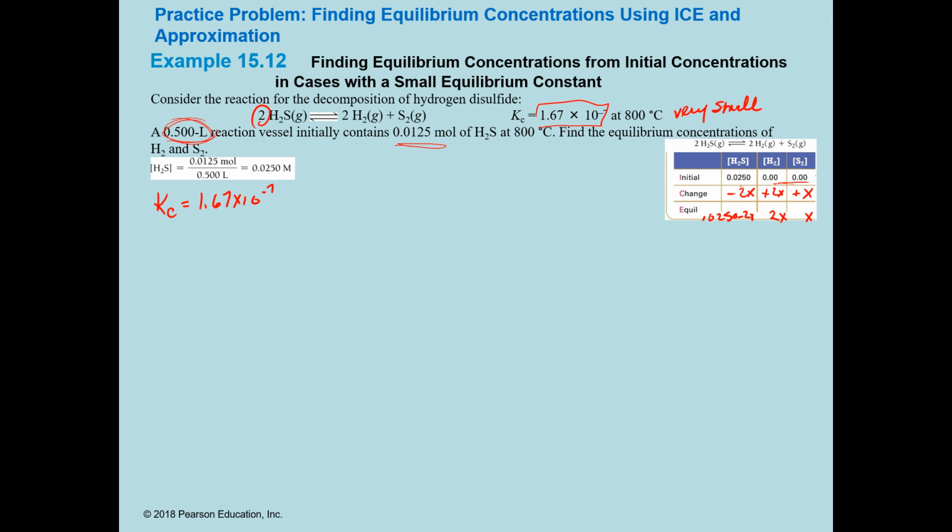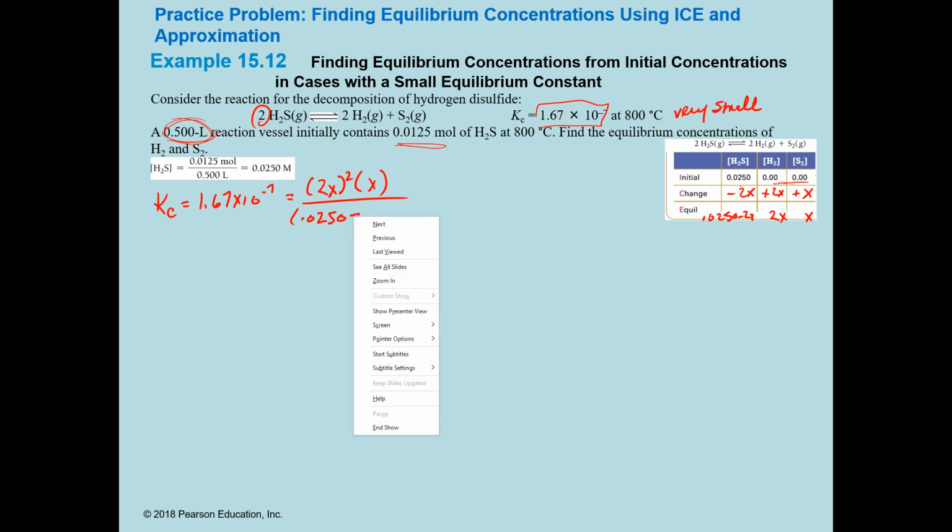1.67 times 10 to the minus 7 is going to be equal to 2x squared times x divided by, there's a lot of x's on this, 0.0250 minus 2x, squared. Okay, that's ugly. But that's not a perfect square, right? It's not. But it is very small.